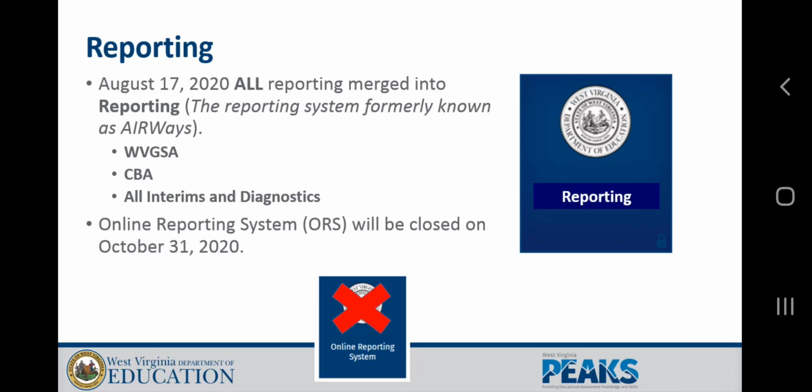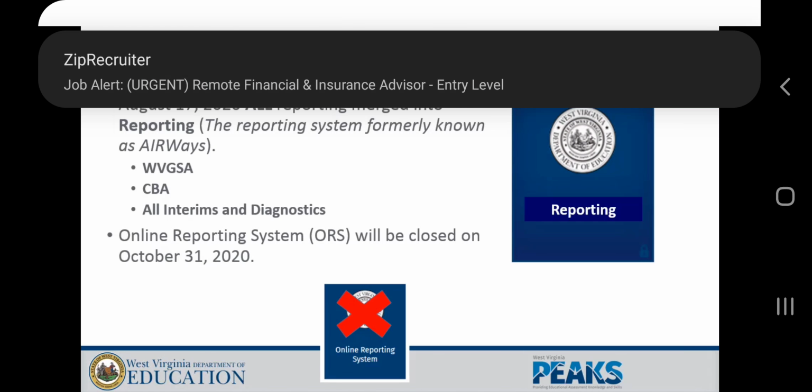Reporting. On August 17, 2020, all reporting will be merged into one reporting system. This is the reporting system formerly known as Airways. It will include WVGSA data, CBA data, and all interims and diagnostics. The online reporting system, or ORS, will be closed on October 31st, 2020.